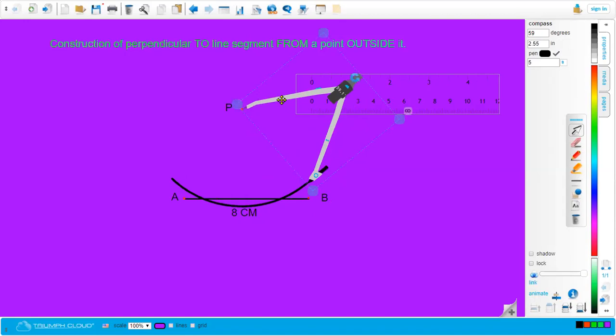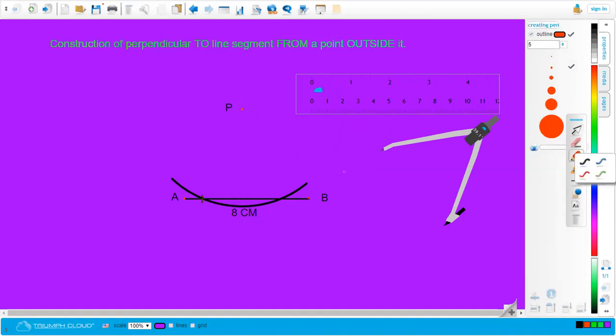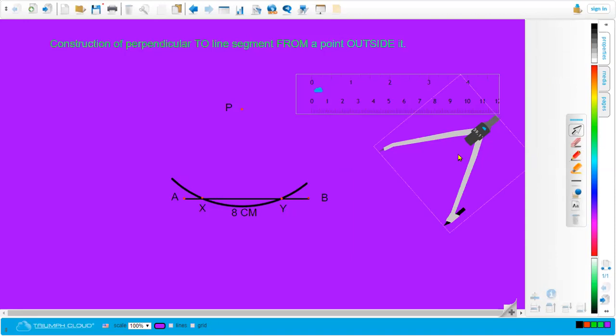Here I have cut from this point P by taking some arc, and we cut the original line segment AB. Let me mark the points of intersection. This is one point of intersection, and this is the next point of intersection. Let's name this point X and this point Y. Here we have made these points X and Y, the points of intersection of the arc and the line segment. This is the second step.